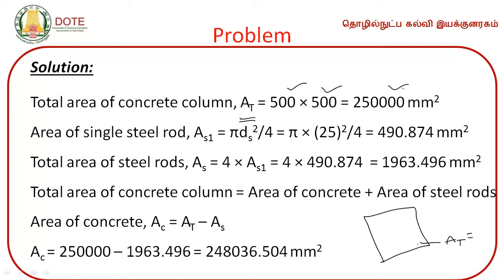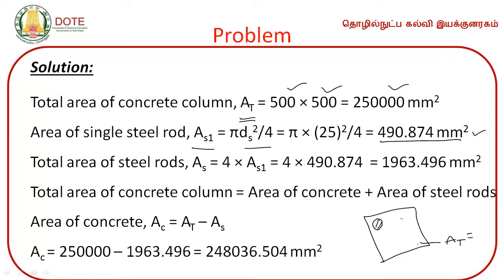Area of a single steel rod. We have 4 steel rods, and this is just one steel rod. What is its area? This area is given by AS1. AS1 is equal to, this is a circular cross section, so the formula is pi by 4 d square. So pi ds square by 4, where ds is the diameter of the steel rod. Pi into 25 square divided by 4. The result we get is 490.874 mm square. Now we have found it for one rod.